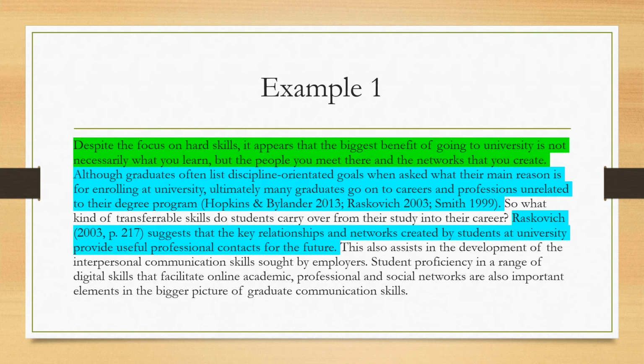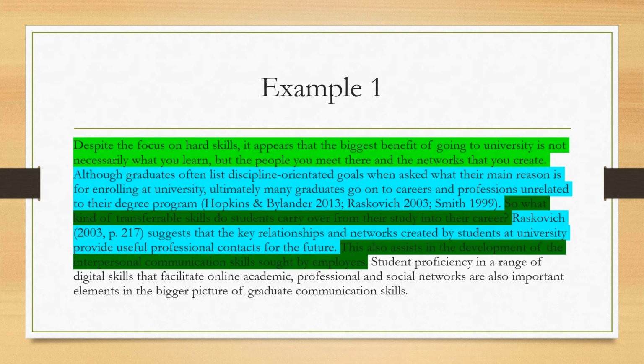Okay, we have two lots of sources there. Firstly, this one, the Hopkins and Bylander, backing up the information about the networks. Okay, and then a second source backs up their analysis, which was a question that they asked. So what kind of transferable skills do students carry over from their studies into their career? Okay, and we have Rascovich's source, followed by this also assists in the development of the interpersonal communication skills sought by employers. A little bit of analysis.